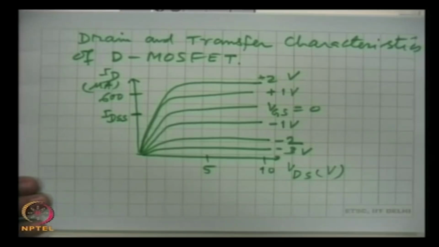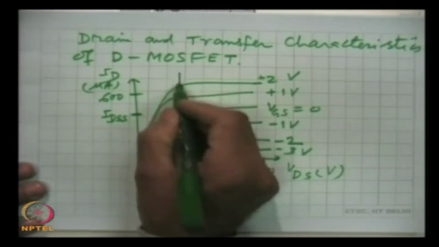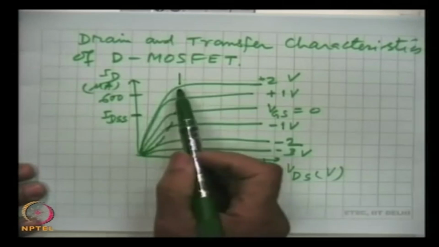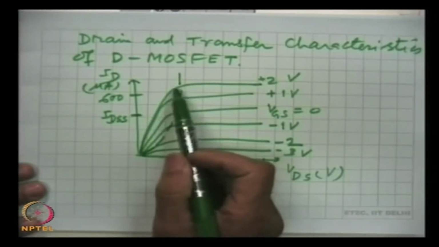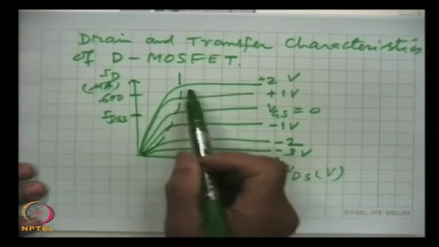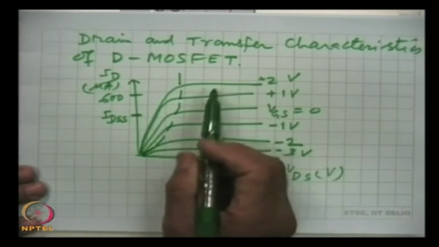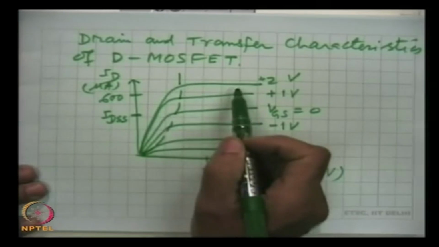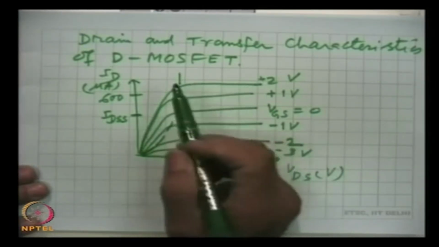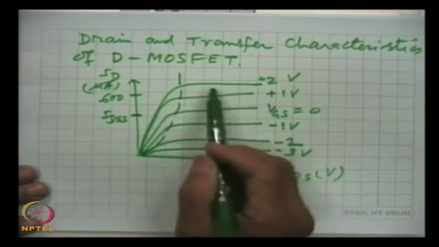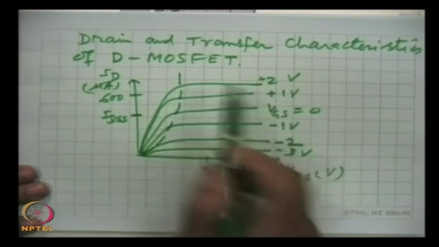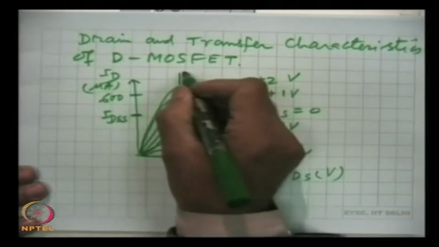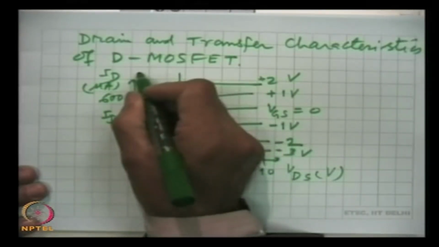Now, again the characteristics can be divided into 3 regions. This is the locus of the points from where a kind of pinch off occurs, and the drain current shows almost independence with VDS. Here this independence is not as high as in the case of the junction field effect transistor, where these curves were very horizontal. Here there is a slight angle, as I have tried to draw, and this is the boundary, and this is called the ohmic region.